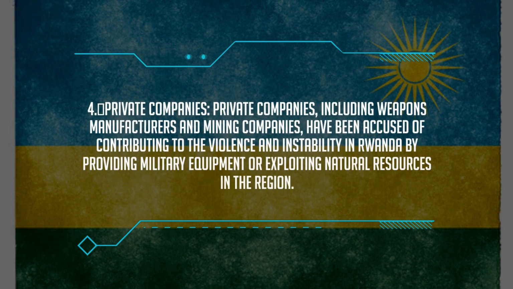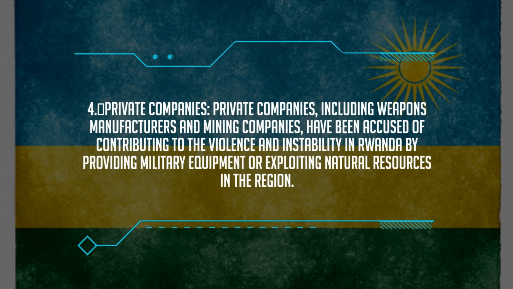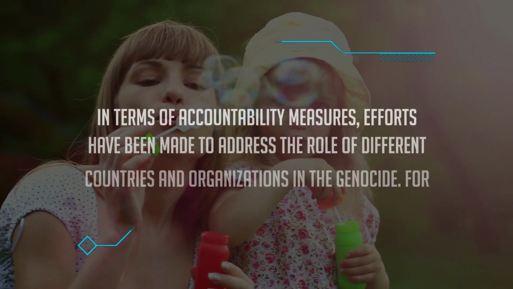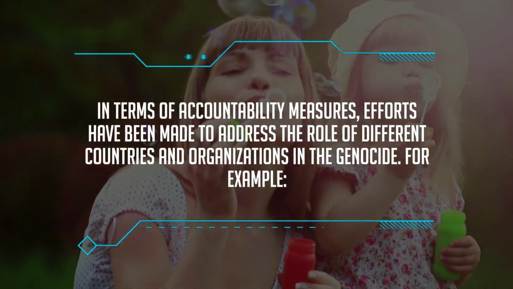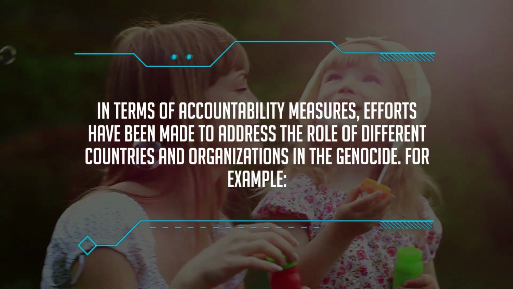4. Private companies. Private companies, including weapons manufacturers and mining companies, have been accused of contributing to the violence and instability in Rwanda by providing military equipment or exploiting natural resources in the region. In terms of accountability measures, efforts have been made to address the role of different countries and organizations in the genocide.